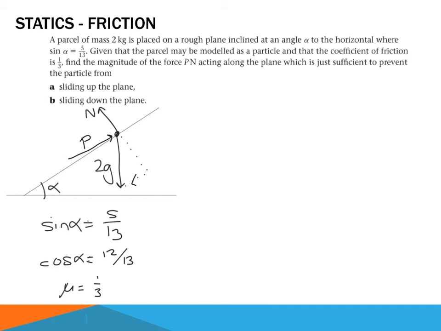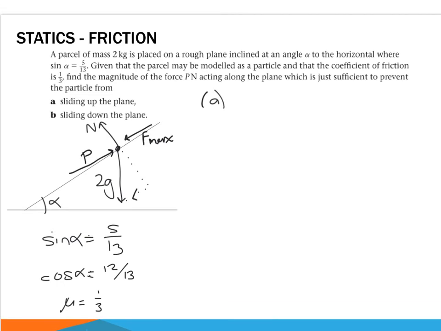First of all then, let's have a look at the case of it sliding up the plane. Now if it's about to slide up, as in if friction wasn't there it would slide up, then that's going to tell us friction's got to be acting downwards. So we'll deal with this situation first and then we'll deal with the second one.